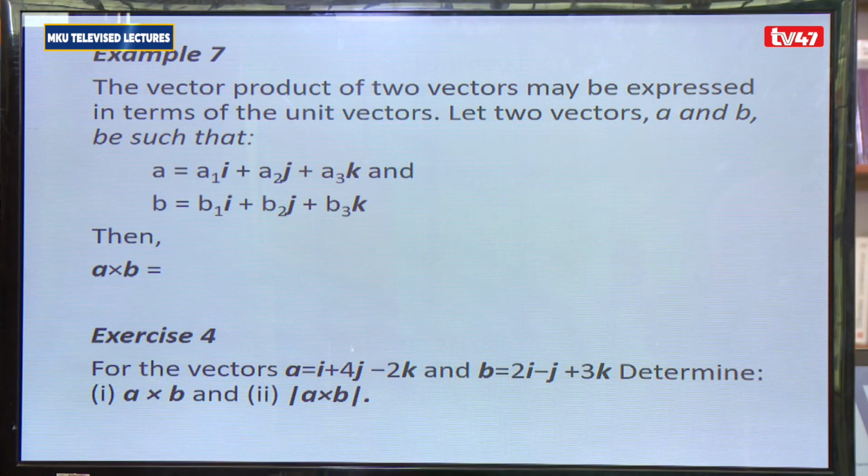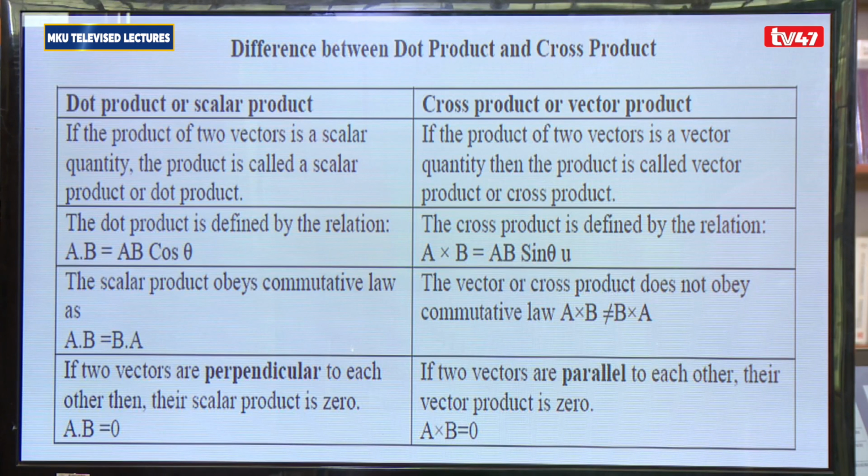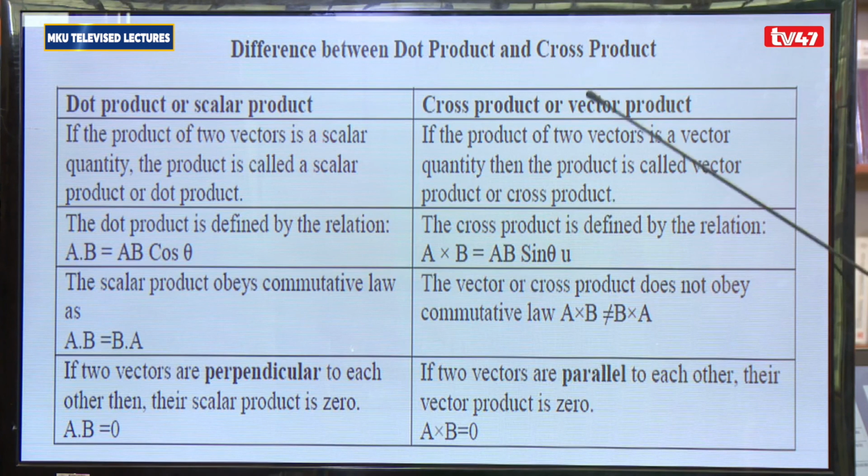Now, here we have got a summary of the differences between the dot product and the cross product. The dot product is also called the scalar product, and the cross product, as you have seen, is also called the vector product. So the first difference is that the answer which you get in the dot product is a scalar. It does not have direction, it just has a magnitude. The product which you get in the cross product, or vector product, is a vector. It has both magnitude and direction.